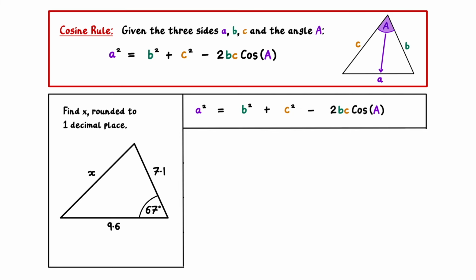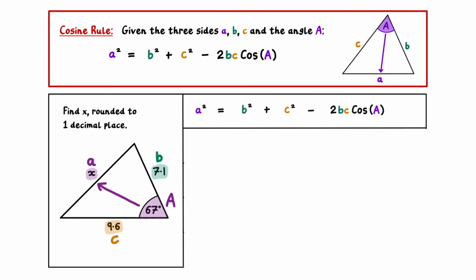In our first example, we have three sides labelled: 9.6, 7.1, and x. We also have an angle of 67 degrees. Well, the cosine rule involves three sides and one angle, and that's precisely the setup we have here. We label the angle as capital A and the side across it as lowercase a. The other two sides get labelled with B and C.